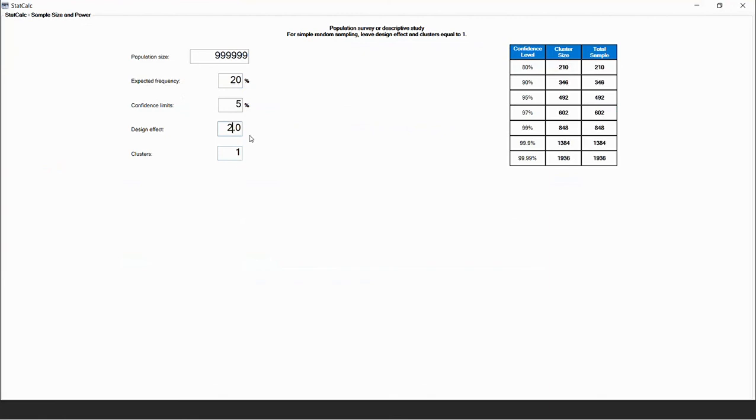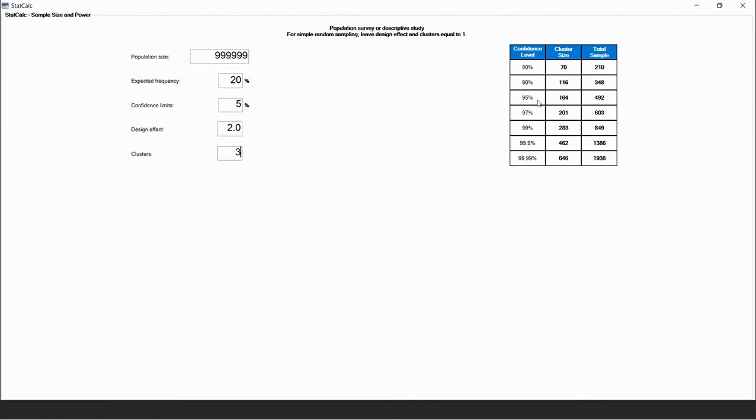I use cluster sampling. So I want to multiply, my design effect will be 2. Okay, 2. How many clusters? This is how many clusters, for example, schools. How many schools do you want to take? I want to take 3. So your cluster will be 3.